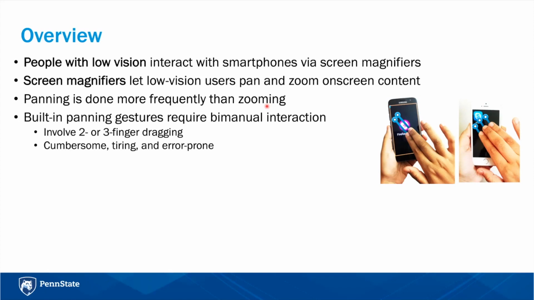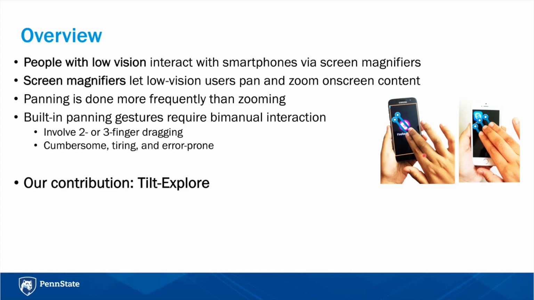To use built-in panning gestures, low vision users need to engage both hands. They need to hold the phone with one hand and drag the magnified content with 2 or 3 fingers using the other hand, as shown in these pictures. This interaction is cumbersome, tiring, and error-prone. Our paper addresses these issues with built-in panning gestures.